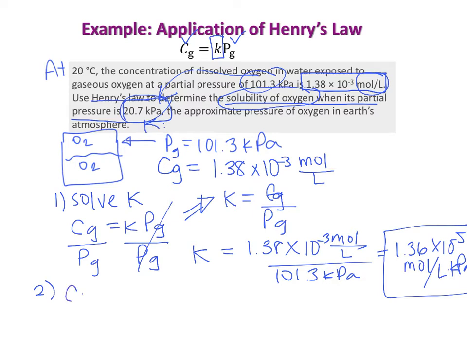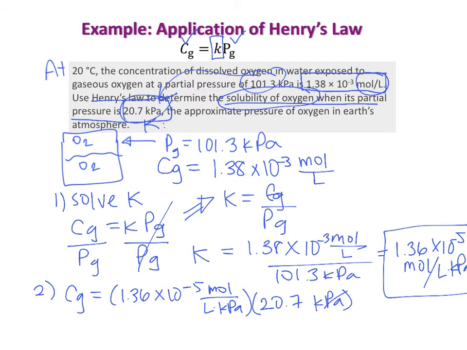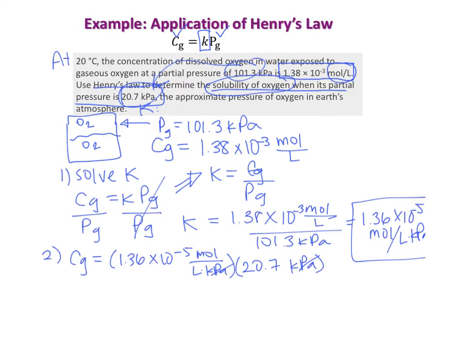But now we just plug and chug. So Cg, our solubility, will equal our constant, and make sure to write your correct units, liters times kilopascals, times that new pressure, which is 20.7 kilopascal. So kilopascal cancels out and we end up with a new solubility. I ended up getting 2.819 times 10 to the negative fourth mole per liter.